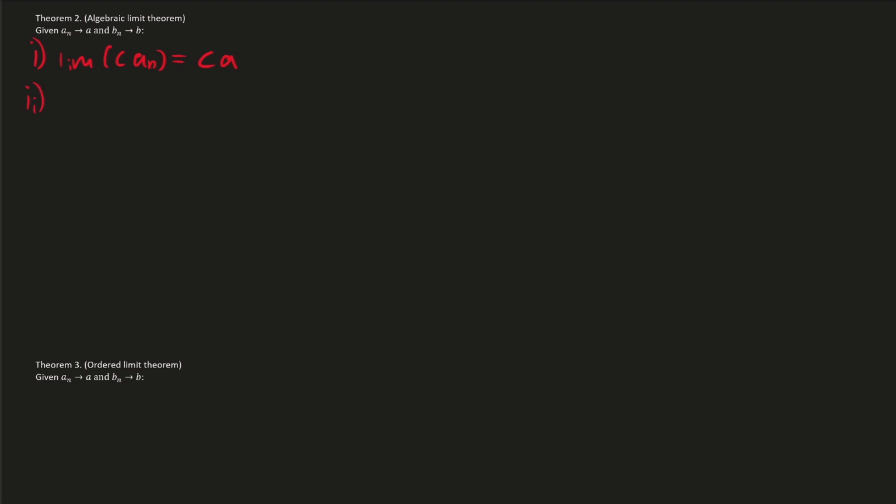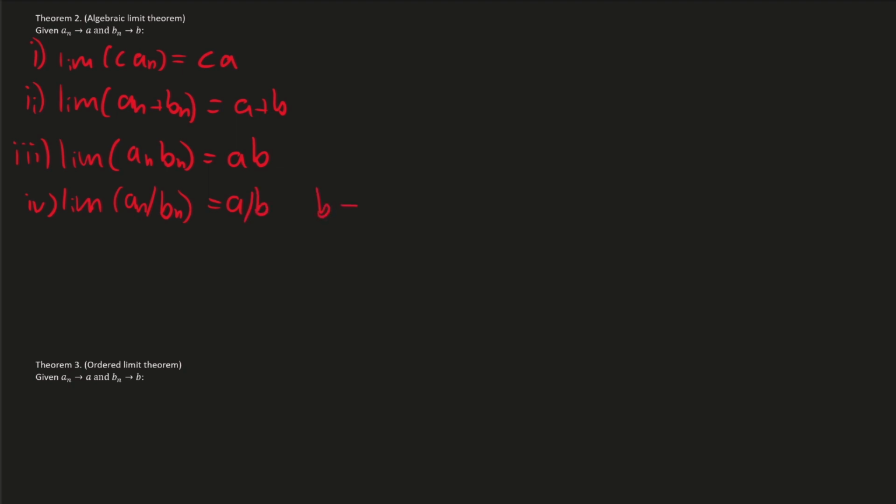The next one is that the limit of A of n plus B of n is equal to A plus B. The next one is the limit of A of n times B of n is equal to A times B. The last one is division. Probably could have guessed that, but A of n over B of n is equal to A over B, with B not being equal to 0.